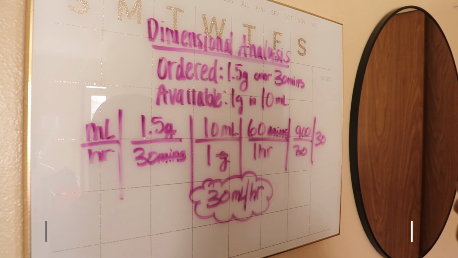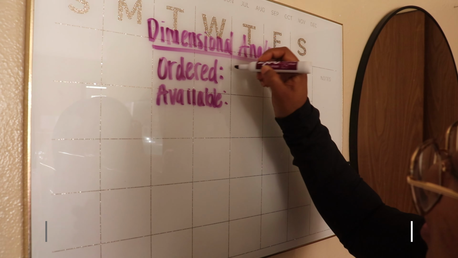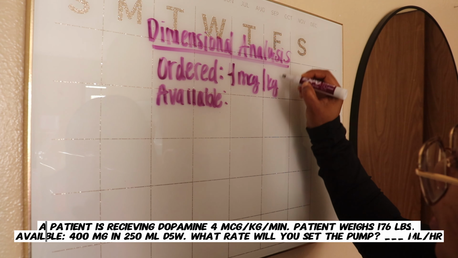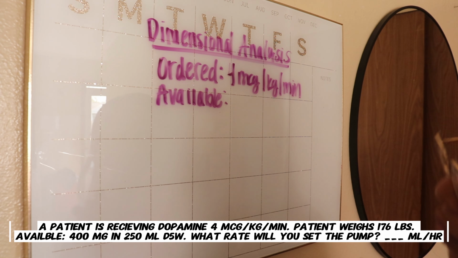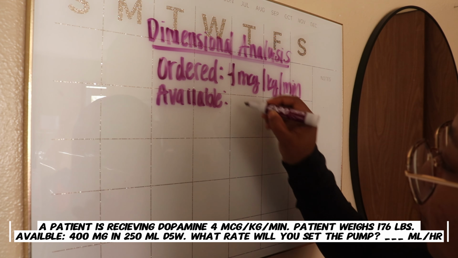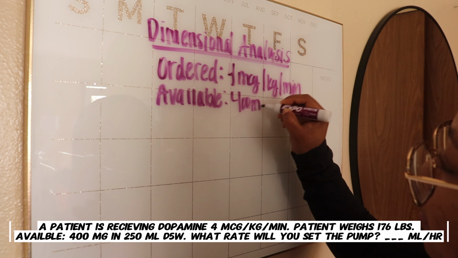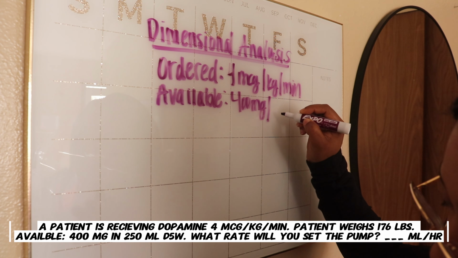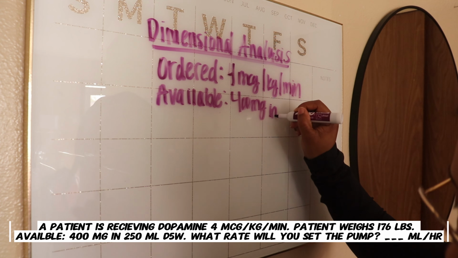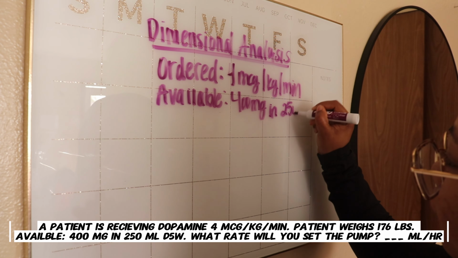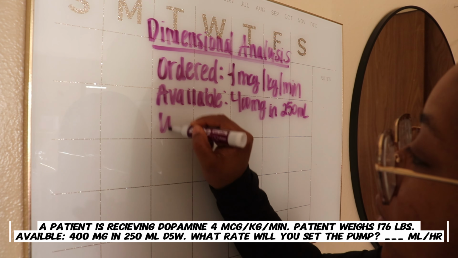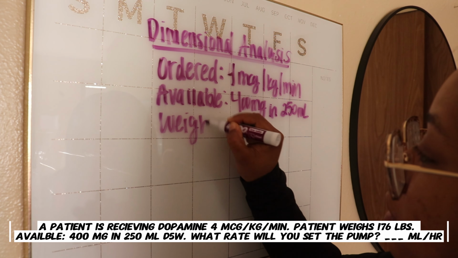Alright, y'all, this is angle 2. So we got 4 micrograms per kilogram per minute. This is going to be another weight conversion one. And then what they have available is 400 milligrams in 250 mL of D5W.